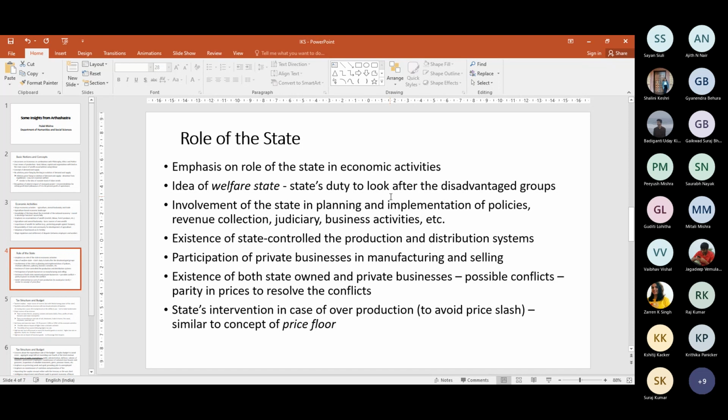Again, participation of private businesses was also recognized and allowed in Arthashastra. And in today's economic world also we see coexistence of both private and public sector enterprises. It was discussed in Arthashastra that if coexistence of state-owned and private businesses raises any conflicts, then government should intervene into the process. There is a possibility that there may be some degree of conflicts. We have various regulatory structures, various laws, norms, etc.